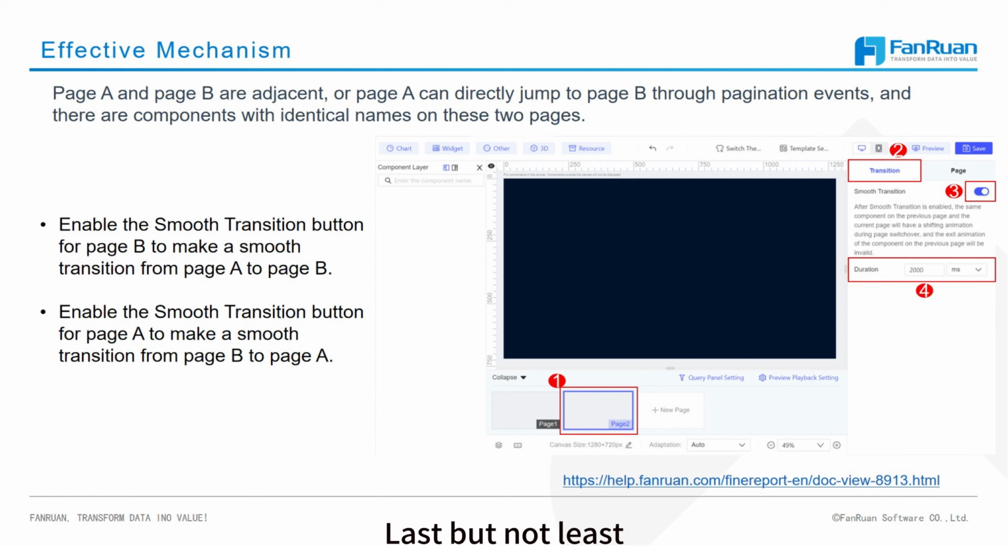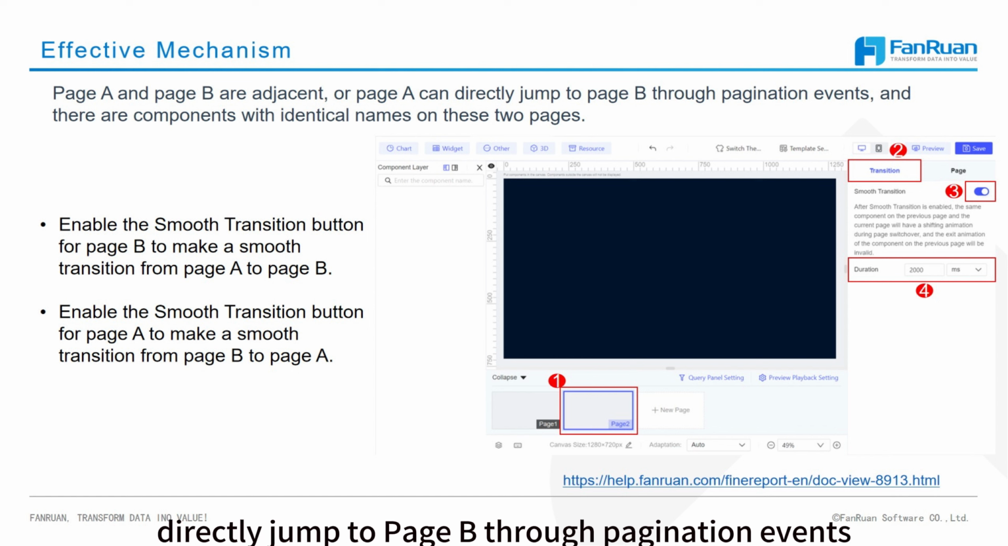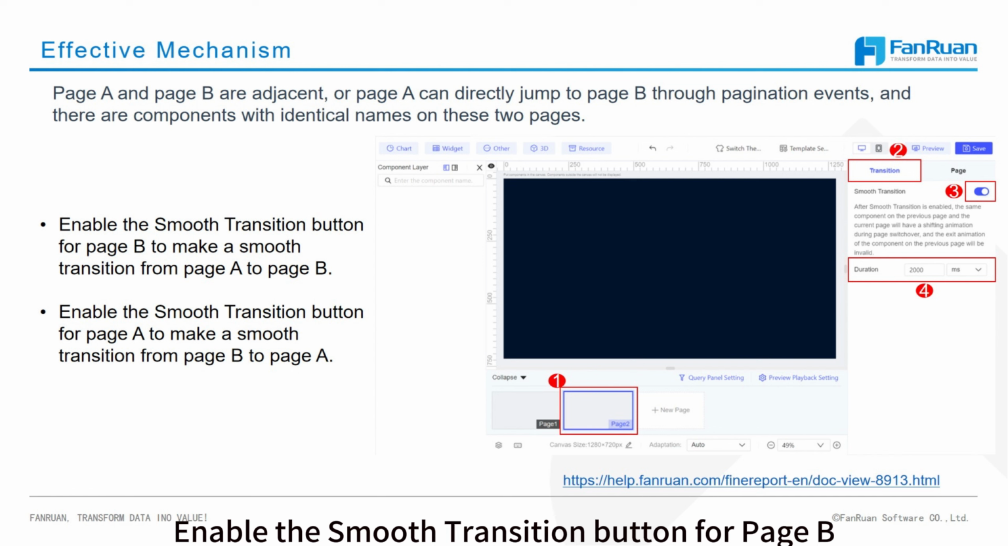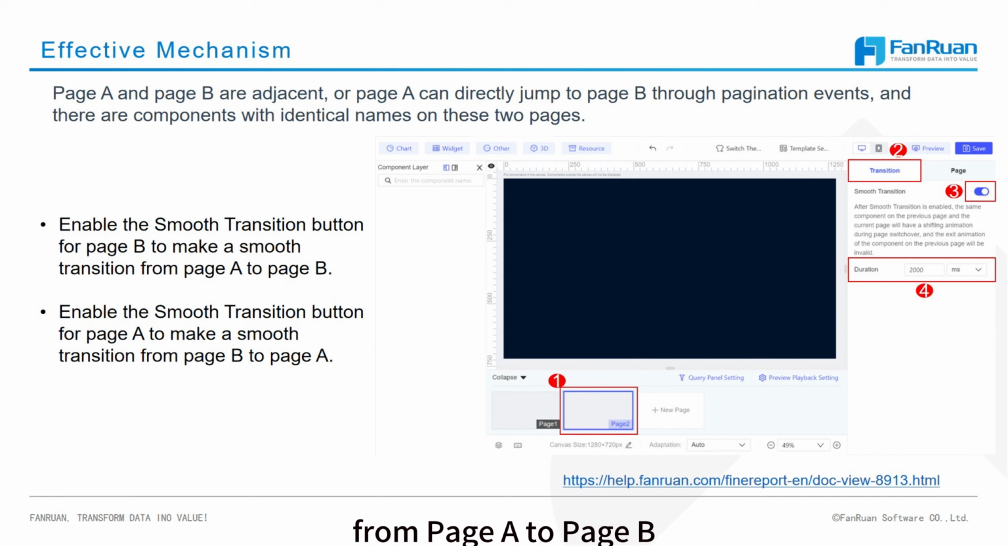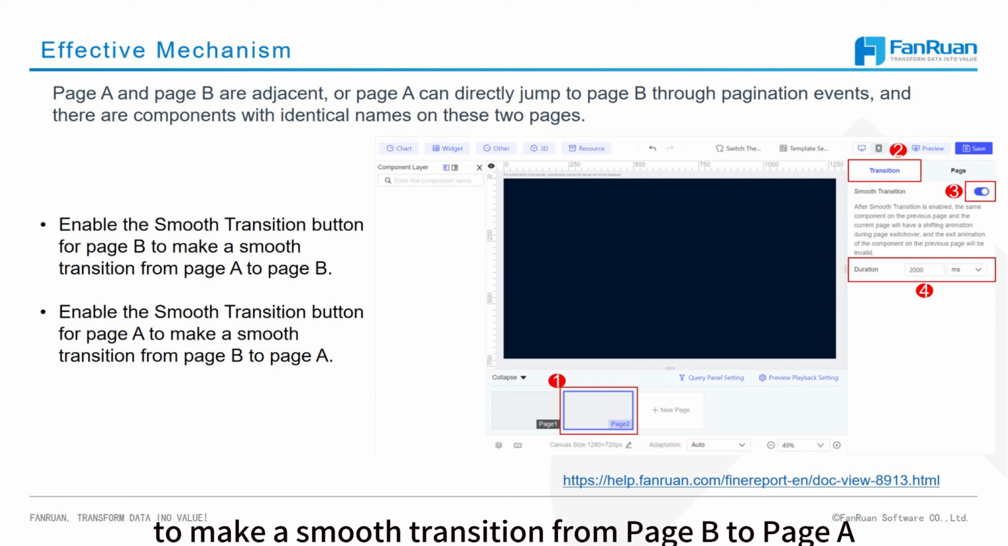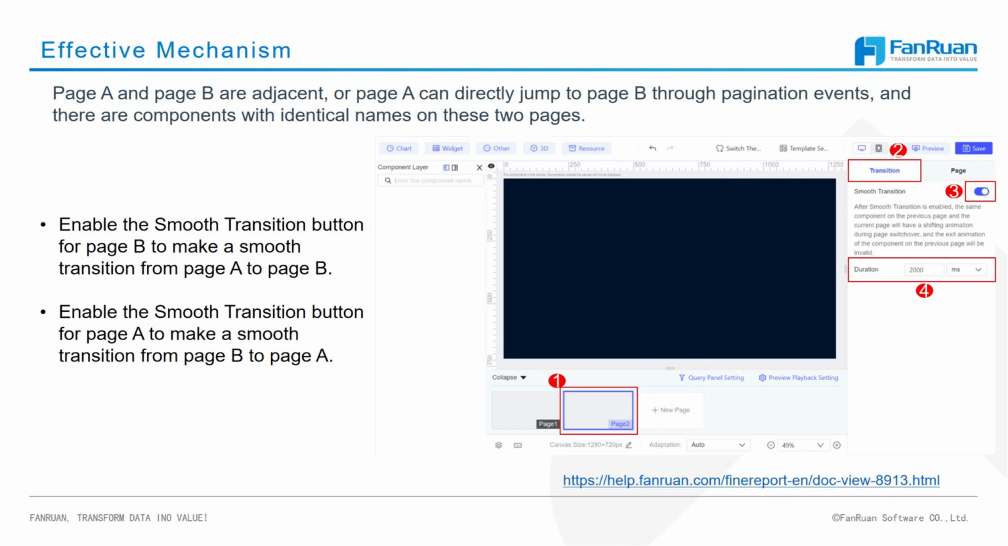Last but not least, let's learn about the effective mechanism of smooth transition. Page A and Page B are adjacent, or Page A can directly jump to Page B through pagination events, and there are components with identical names on these 2 pages. Enable the Smooth Transition button for Page B to make a smooth transition from Page A to Page B. Similarly, enable the Smooth Transition button for Page A to make a smooth transition from Page B to Page A.